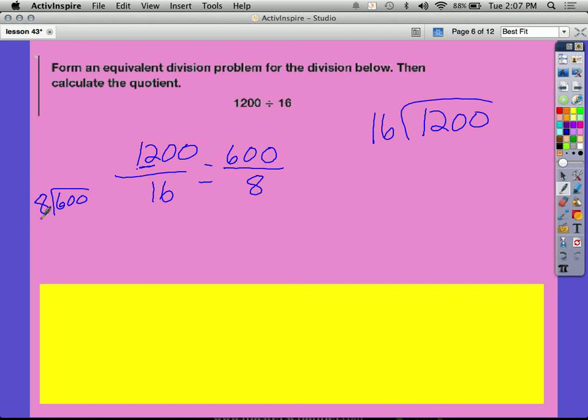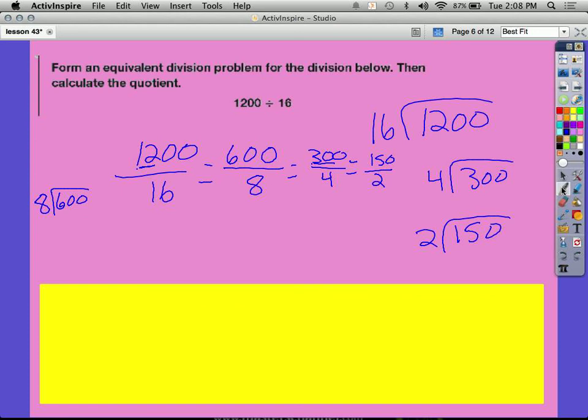A little easier. Let's see if we can make it easier. Divide both by 2 again. So now I get 300 and 4. A little easier. I have 300 divided by 4. I could divide by 2 again. I'll get 150 divided by 2. Gets easier. So either one of these would work as an equivalent problem. Now, calculate the quotient. I can pick any one of these.